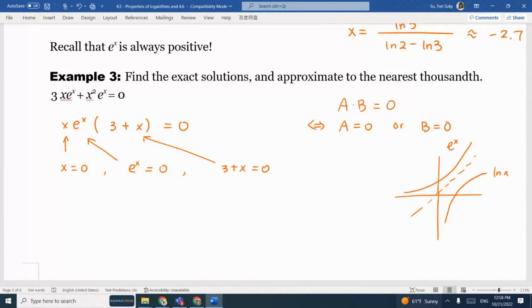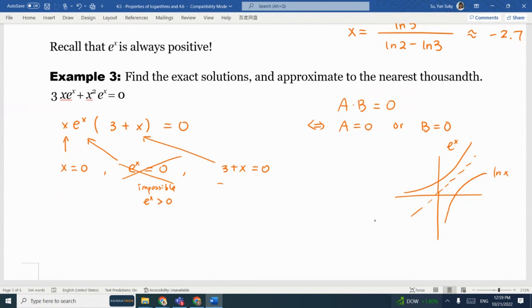What's the domain? Minus infinity to infinity. What's the range? 0 to infinity, not including 0. So can e to the x be 0? No. That's why it's impossible, because e to the x is always positive. Right, everybody? And how about this one?